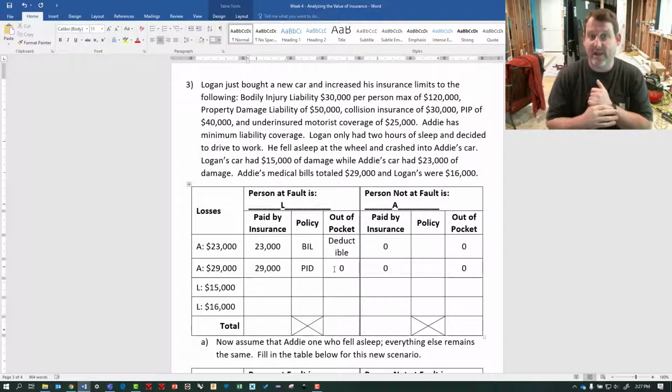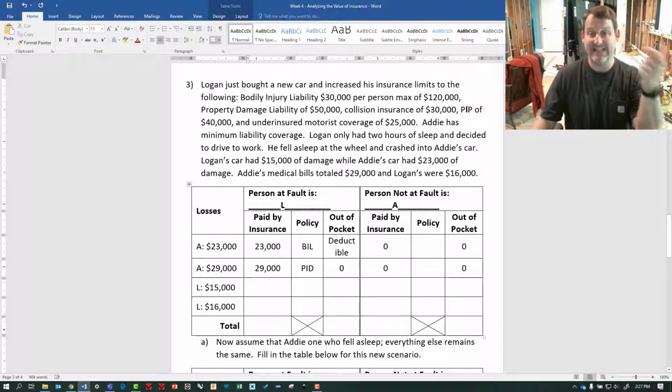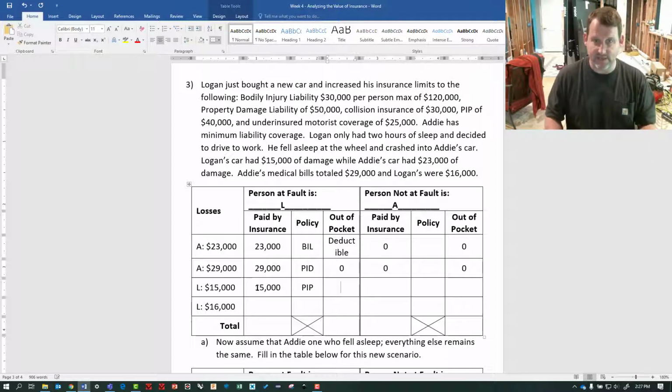Now, Logan's stuff. So he has more than liability insurance, so we can take a look at this. This, again, is going to be medical bills first. He has PIP, which is personal injury protection, covering his injuries up to $40,000. So this is going to be paid for by Logan's PIP policy, and his out-of-pocket is $0. Again, it's just the deductible, but he's already paid it up here.